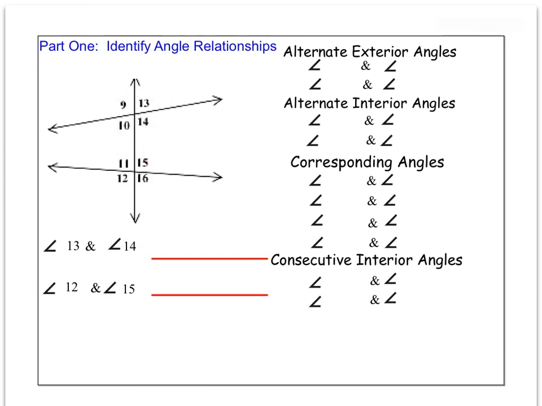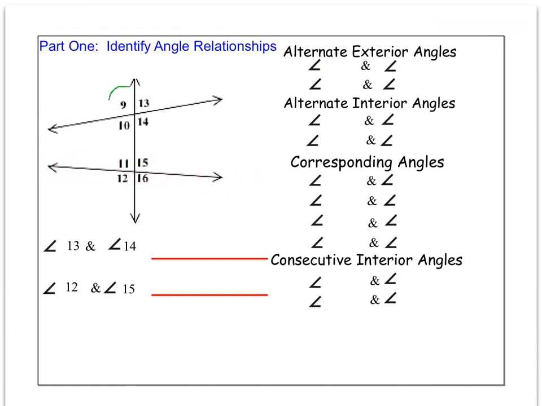You can see there are 8 angles labeled 9 through 16. And we will find these different relationships with these angles. Let's start with alternate exterior angles. The word alternate means the opposite and exterior means outside. So we are looking for an angle pair that is on the opposite sides of this transversal, and exterior means that they are going to be outside these two horizontal lines.